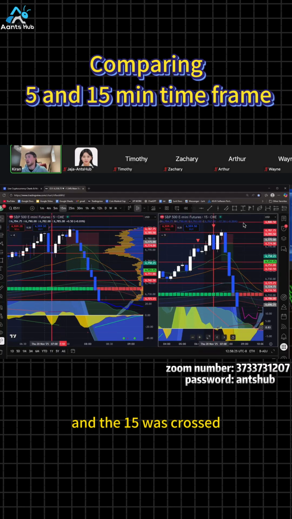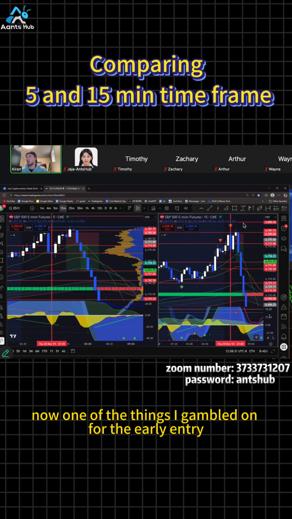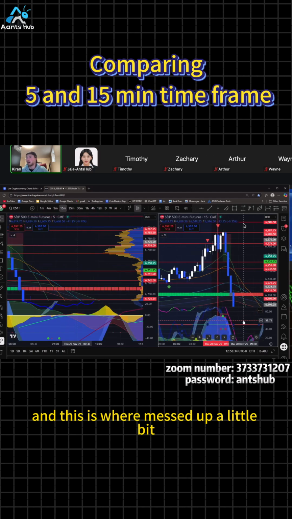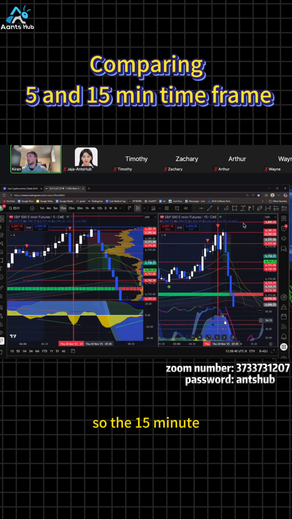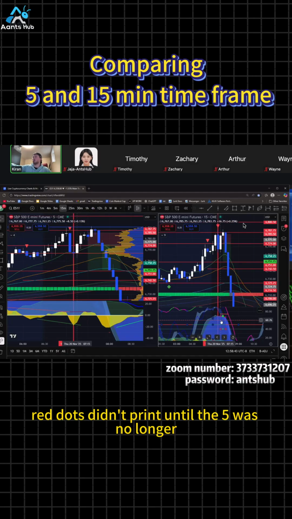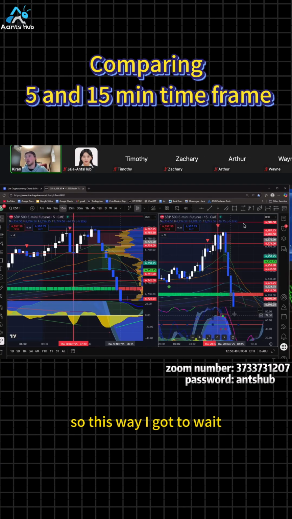So we got this cross here, and the 15 was crossed, and the 5 minute was crossing at the same time. Now, one of the things I gambled on for the early entry, and this is where I messed up a little bit, was that I went before the red dots on the 15 minute. The 15 minute red dots didn't print until the 5 was no longer applicable to enter the trade. So I jumped the gun a little bit on my original entry. This is why you've got to wait for the 15.